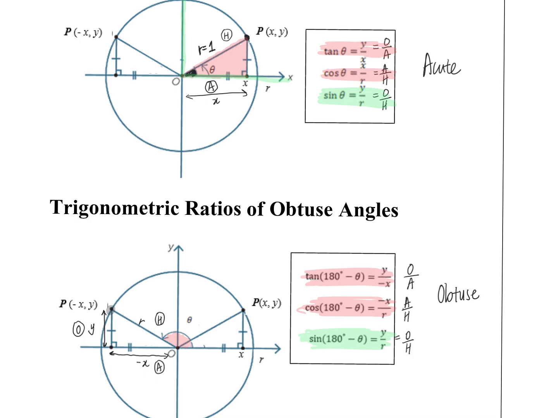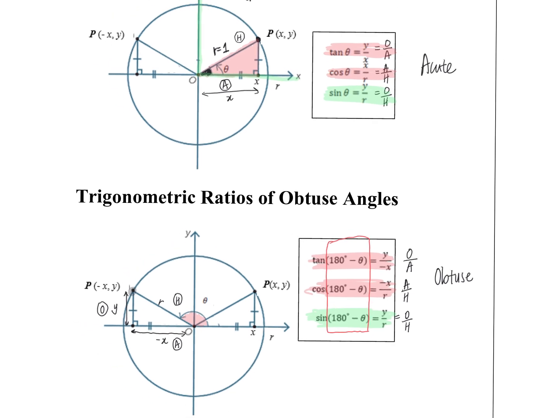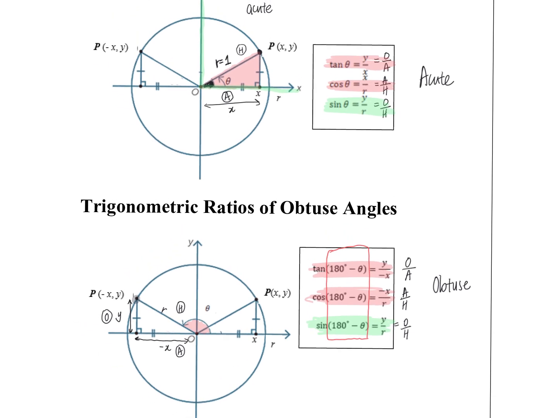So those ratios with my adjacent side will be affected by becoming negative. So can you see that? Okay, but another thing I want to point to your attention is this one. Why did they use 180 minus theta? This one I use theta, no problem. Why this side I use 180 minus theta?